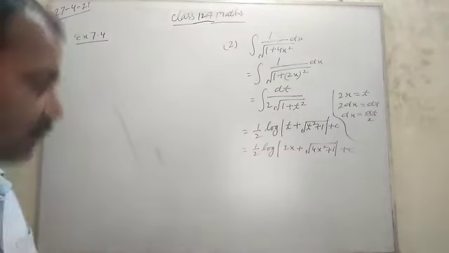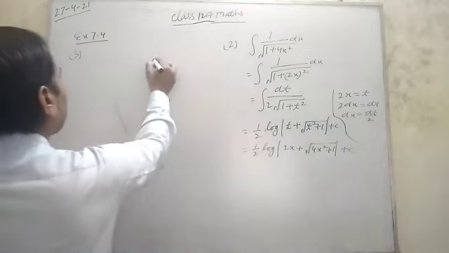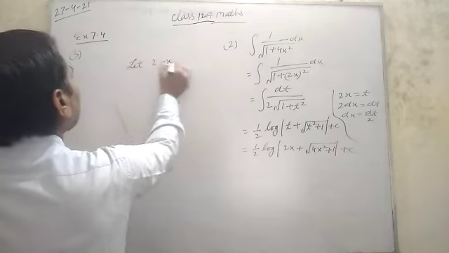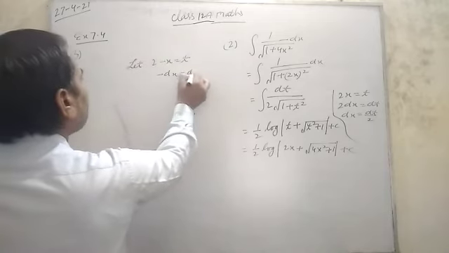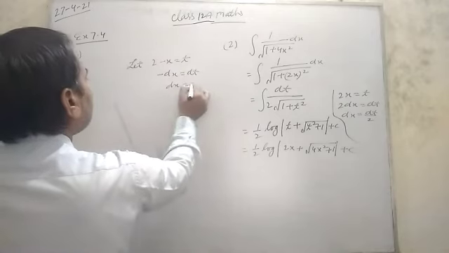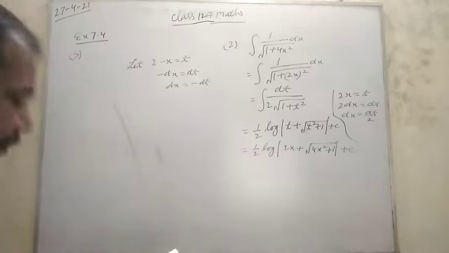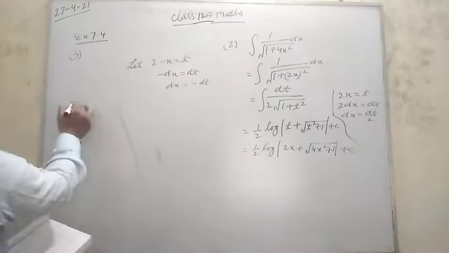Question number 3 is also like that. Suppose 2 minus x is equal to t, so minus dx is equal to dt, so dx is equal to minus dt, and after that putting it in and applying the formula. Same formula. Then question number 4 is also like that.